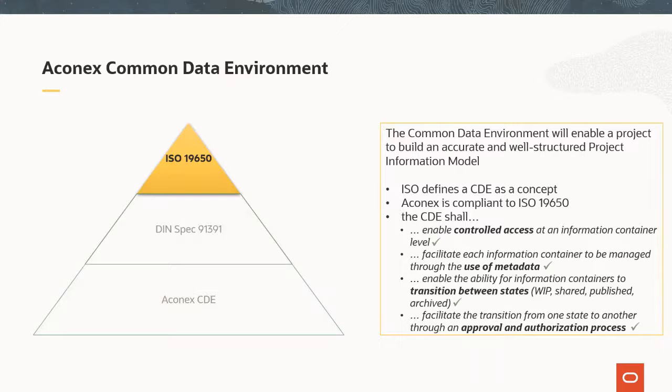Third, the CDE shall enable the ability for information containers to transition between states. So of course, things like work in progress, shared, published or archived should be shown on the CDE, which we do. And the last example, the CDE shall facilitate the transition from one state to another through an approval and authorization process. So that's one of our main principles. We work with processes.